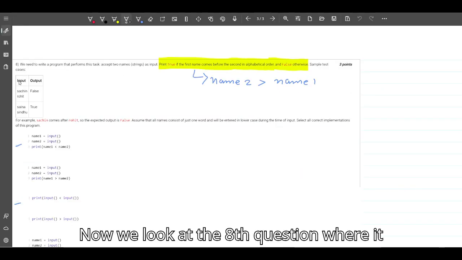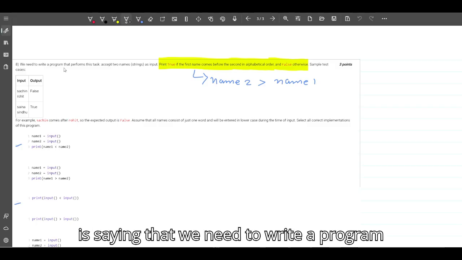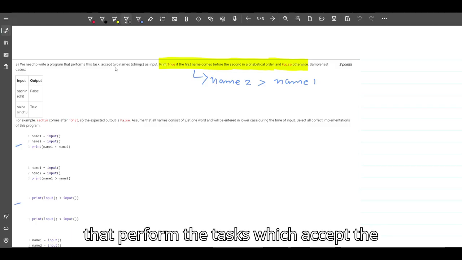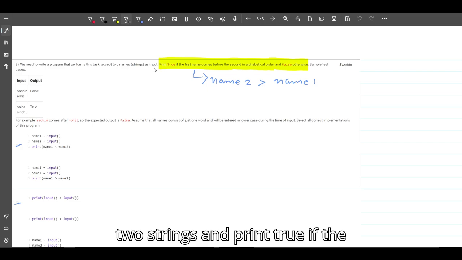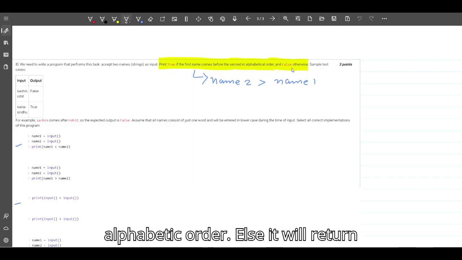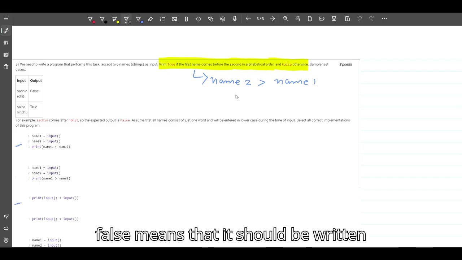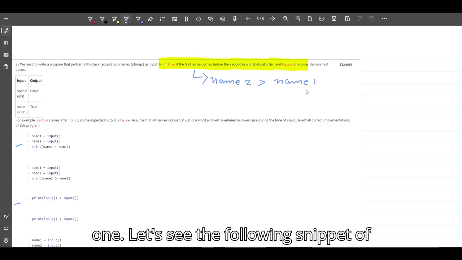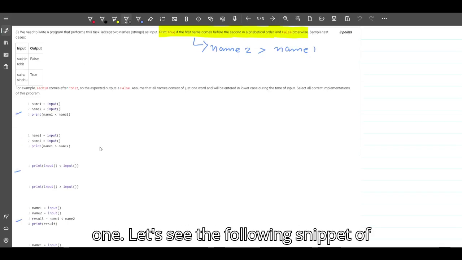Now if we look at the 8th question, it says that we need to write a program that accepts two strings and prints true if the first name comes before the second name in alphabetic order, else it will return false, meaning that it should print true when name 2 is greater than name 1. Let's see the following snippets of code.